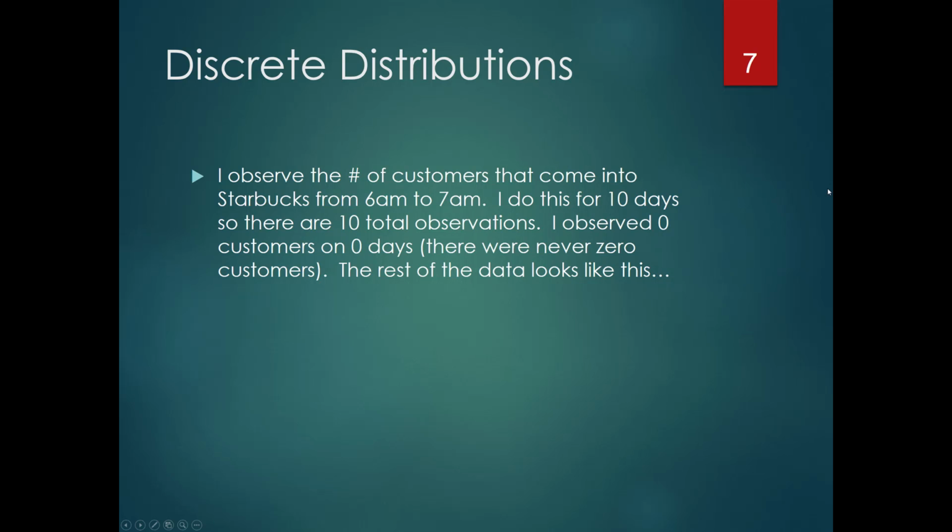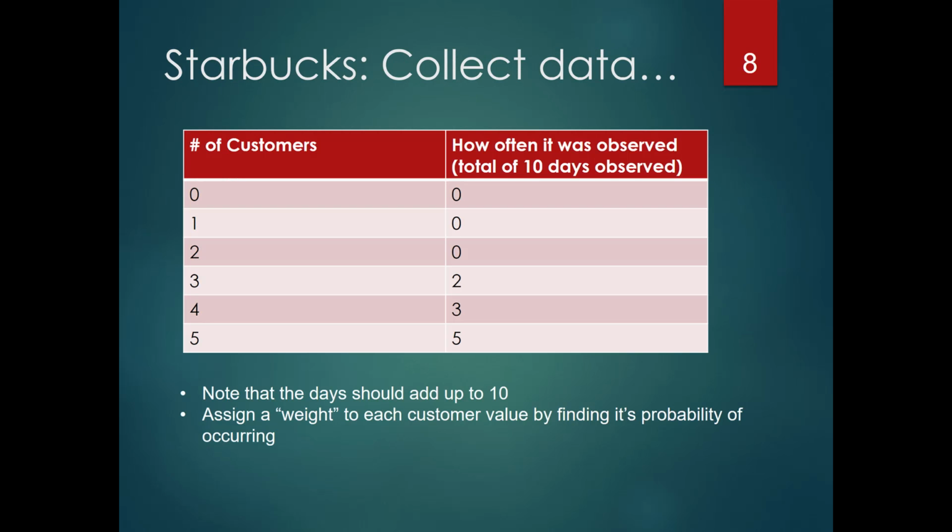Okay, so let's look at an example. I observe the number of customers that come into Starbucks from 6 a.m. to 7 a.m. And I do that for 10 days. So there's 10 total observations. I observed 0 customers on 0 days. So basically, there was never a day that had 0 customers. And the rest of the data looks like this.